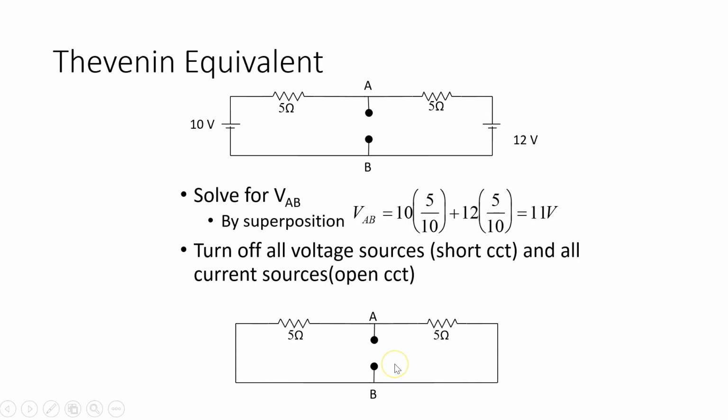Then I'm going to find the open circuit voltage across these terminals. I'm going to do it by the theory of superposition in this case. I could use any of the methods, but I'm going to use superposition. So if I use superposition, taking the 10 volt source first, I would have to short circuit the 12 volt.